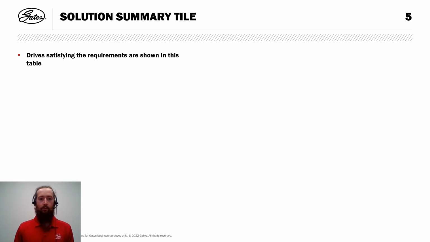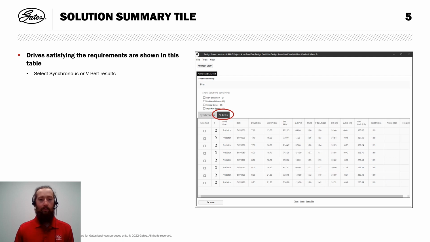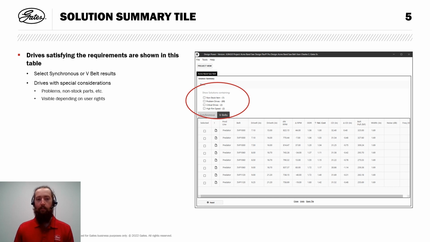Here on the Solution Summary tile, all of those drives are shown in a table. We can select synchronous or V-belt results using the tabs. I'm going to flip over to V-belts. And we can also see drives with special considerations, drives with minor problems, maybe requiring non-stock parts, and these will be visible depending upon your user rights.